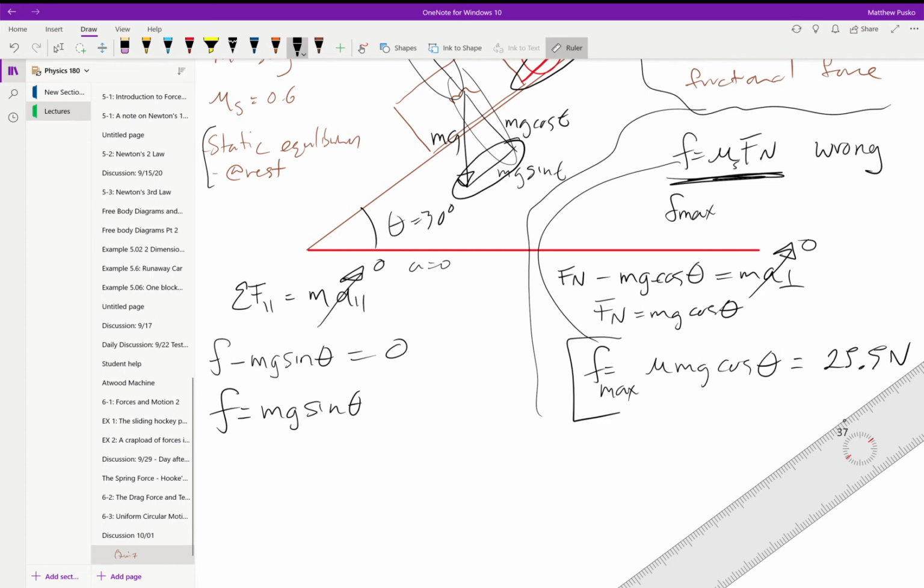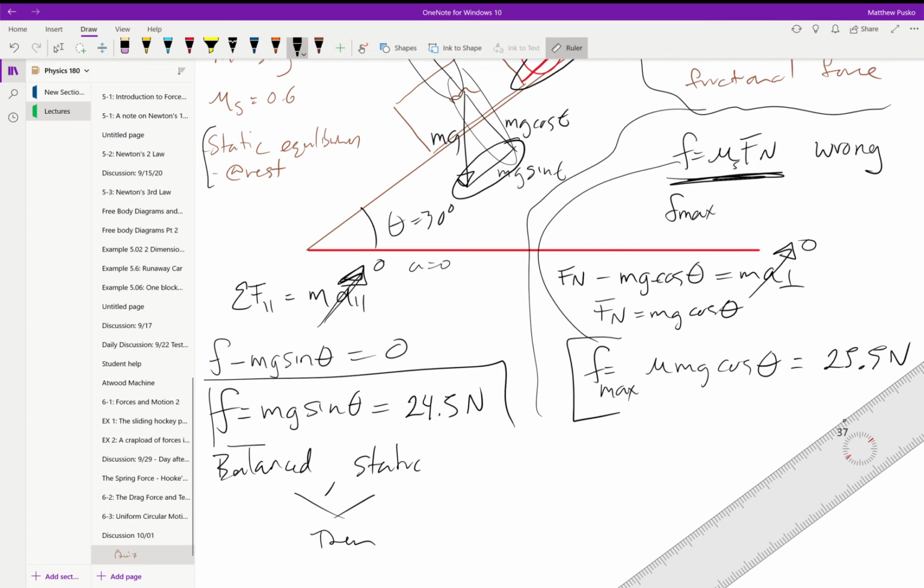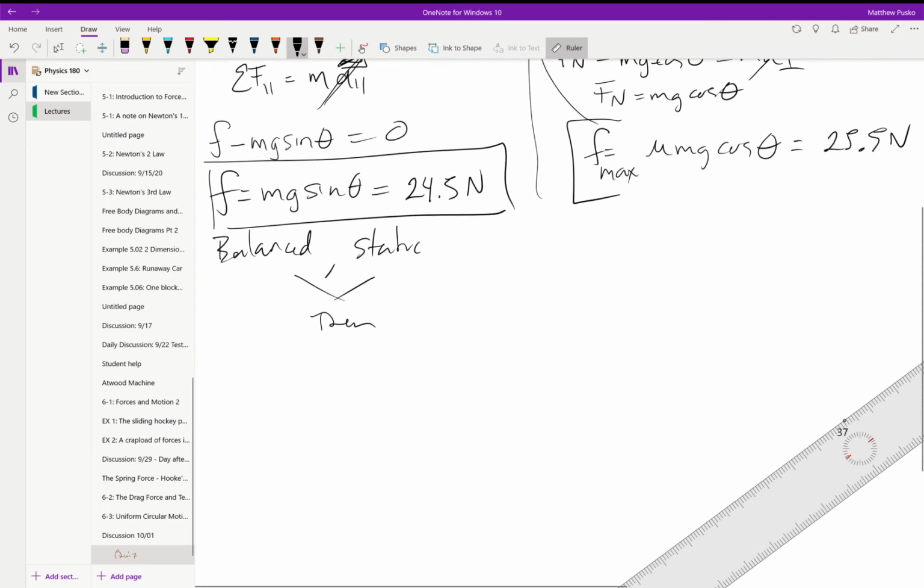Because if the forces are balanced, then they are in static equilibrium. We can say that. So these two things have to be equal to each other. We proved that by saying the acceleration was 0 and there's only two forces. So there we go. The frictional force is equal to mg sine theta, and that's 24.5 newtons. This is the answer we're looking for. That's the amount of friction keeping it from sliding down the incline.